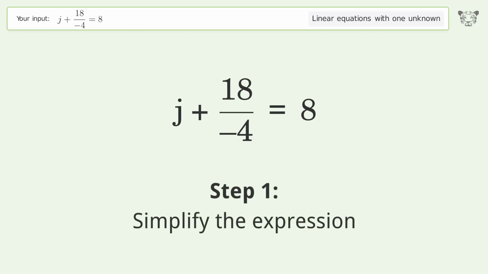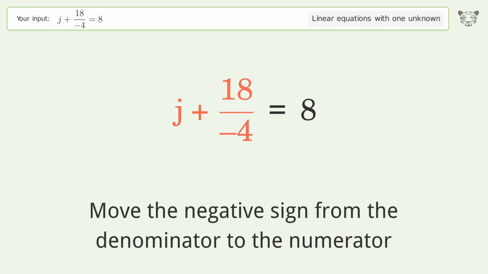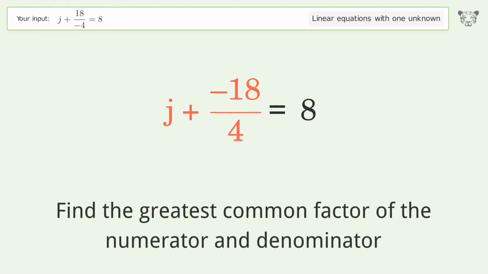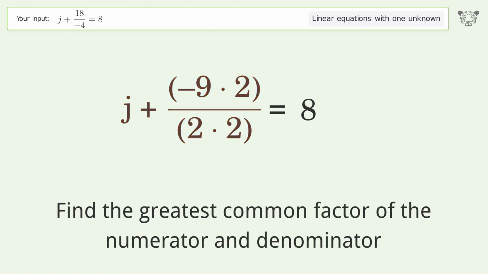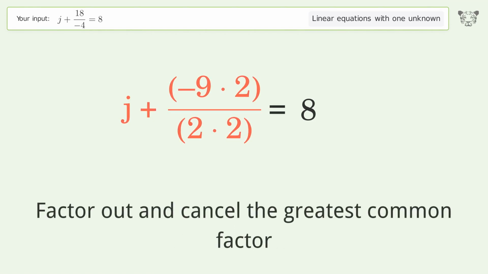Simplify the expression. Move the negative sign from the denominator to the numerator. Find the greatest common factor of the numerator and denominator. Factor out and cancel the greatest common factor.